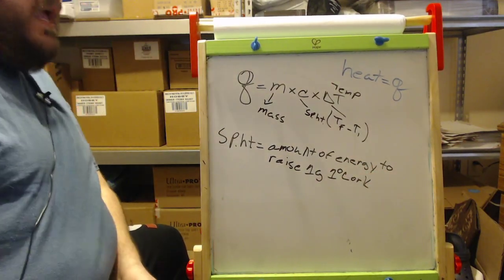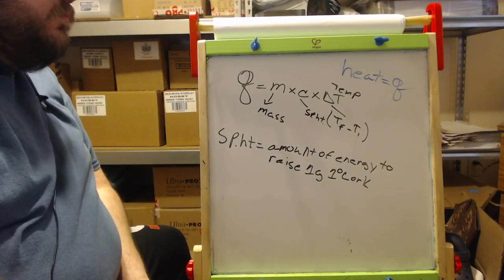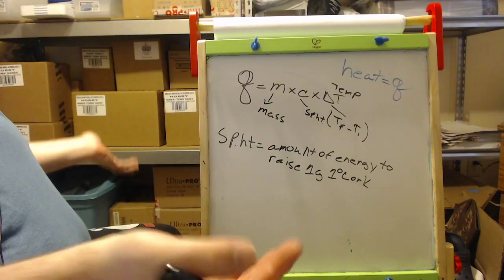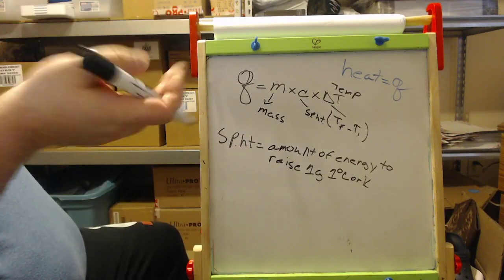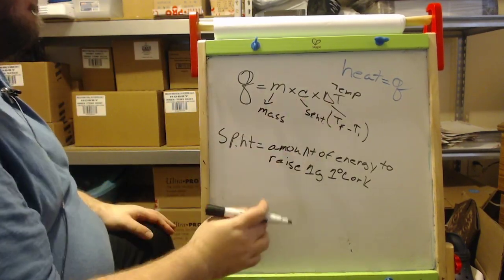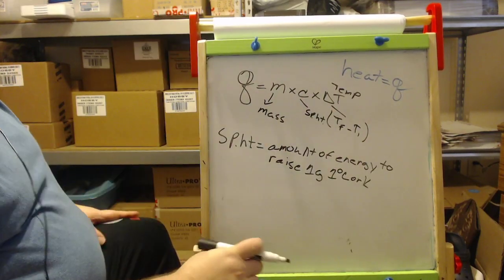Okay? And each substance has its own specific heat. Okay? So let's make up an arbitrary problem to show how this formula works. It's really easy, guys. It's plug and chug. Just make sure you know the units of your specific heat, because that's going to dictate what your temperature needs to be in and what your mass needs to be in.